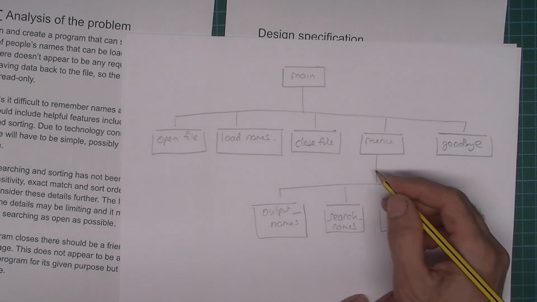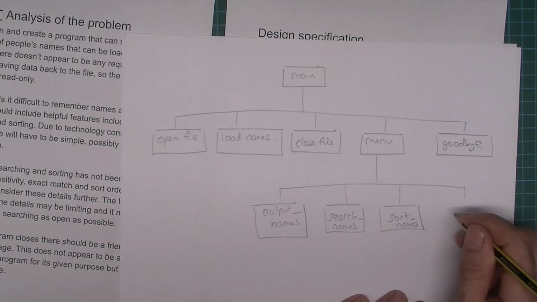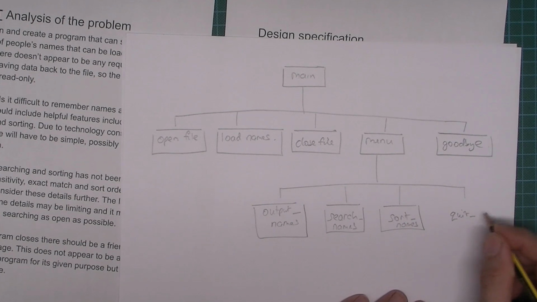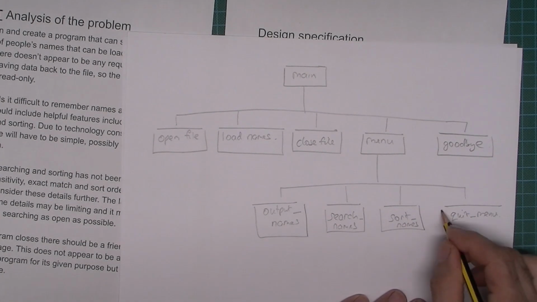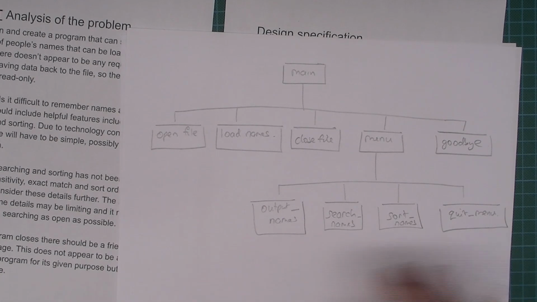And so finally, one of the options needs to be quit, because we need to quit the menu. Up to you, but you might want to call it quit menu. Just bear in mind that if you name any subroutine, you should avoid using the names of subroutines that are already defined within the programming language you're using.